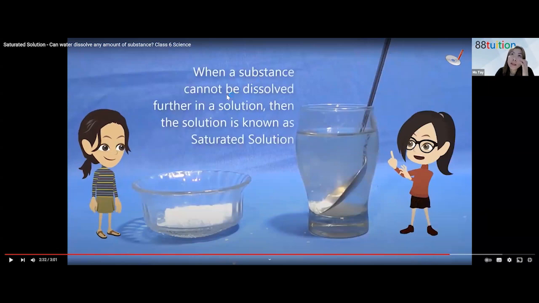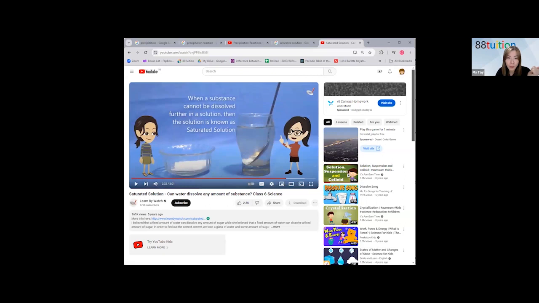When a substance cannot be dissolved further in a solution, that solution is a saturated solution. You can still see some of the solid here, not dissolving. So this is the case where we have the saturated solution, and whatever settles at the bottom that can't be dissolved anymore is the excess solute. Is it okay? Right, so let's come back to our worksheet here.